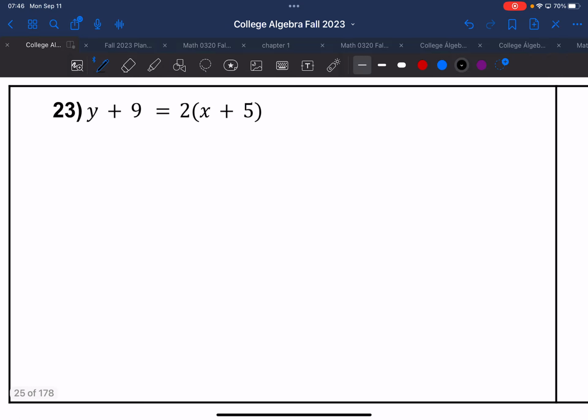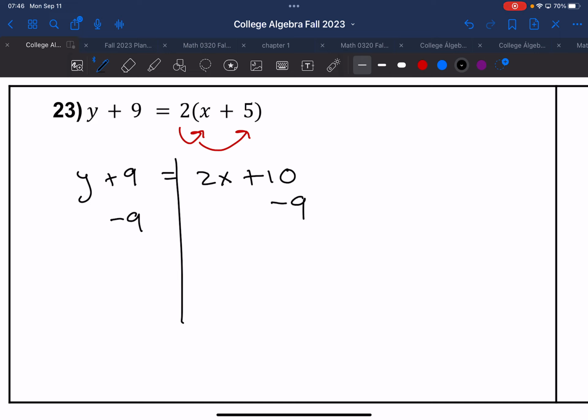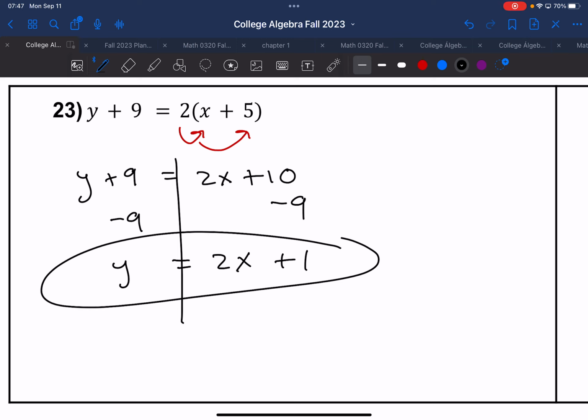Number 23, before I get y by itself, I'm going to distribute that 2. So I have y plus 9 is equal to 2x plus 10. Then I'm going to subtract 9 from both sides, and I have y is equal to 2x plus 1. That's my answer. Again, when there's no number in front of y, we get our answer fairly quickly.